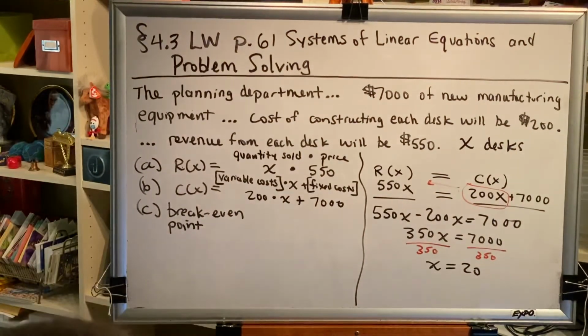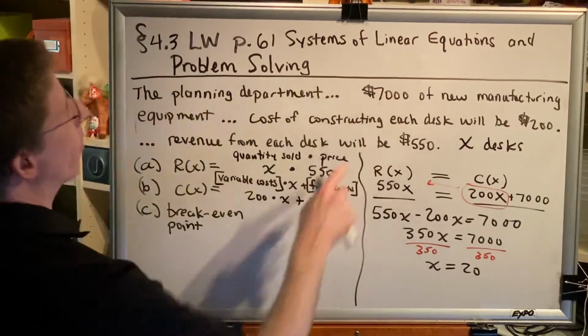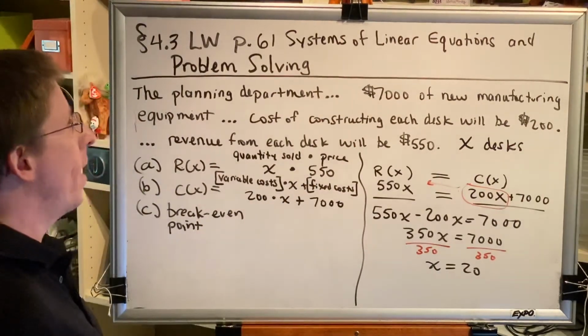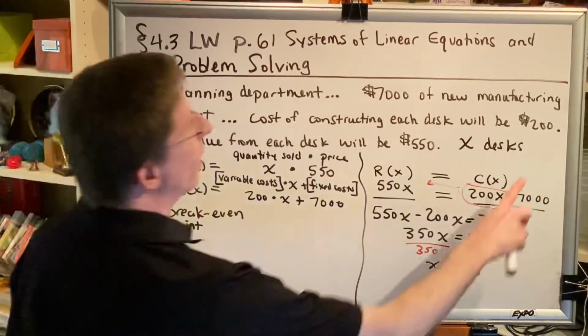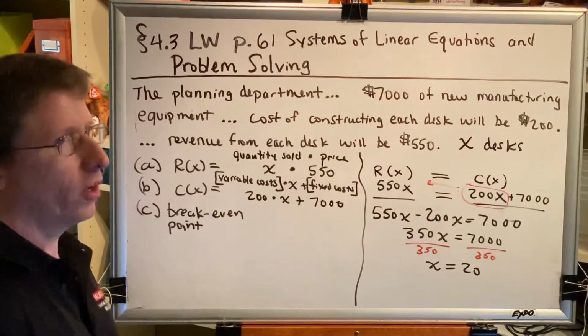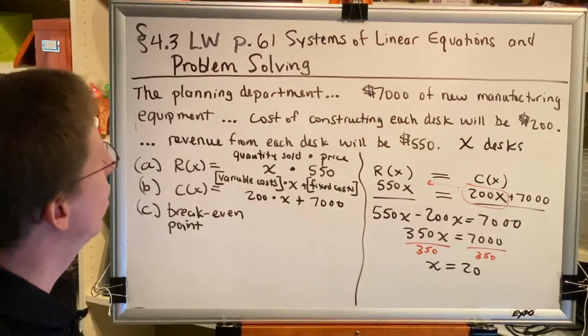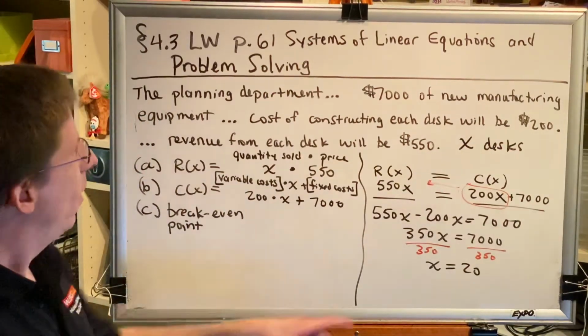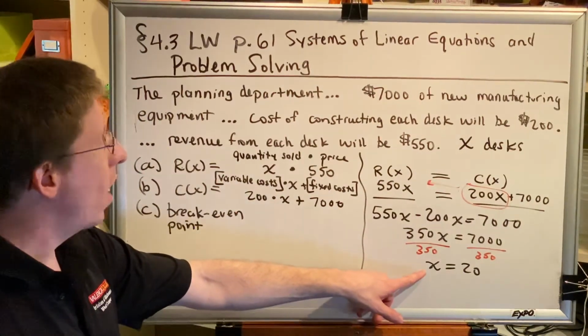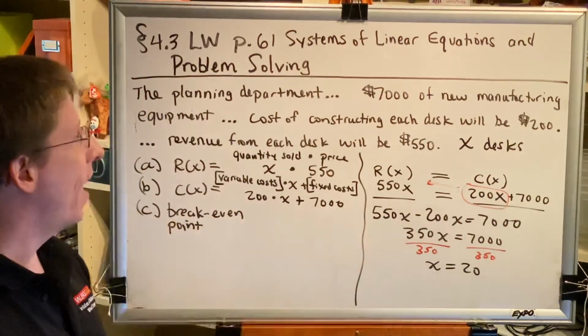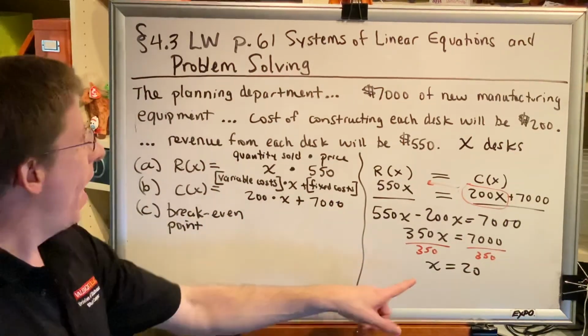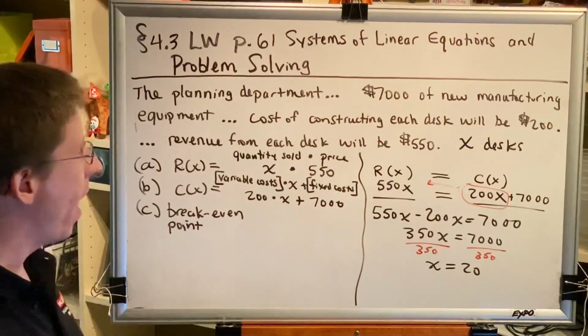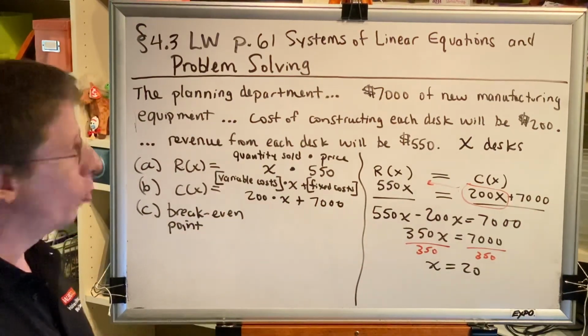Okay, so we've now completed this problem. What we've learned is that if you spend $7,000 buying a machine that will allow you to make desks, and you buy $200 worth of materials for each desk, and you charge $550 for each assembled desk, then once you construct and sell 20 desks, you will break even. And if you sell any number of desks beyond that amount, then you will be making money, you will be earning profit.